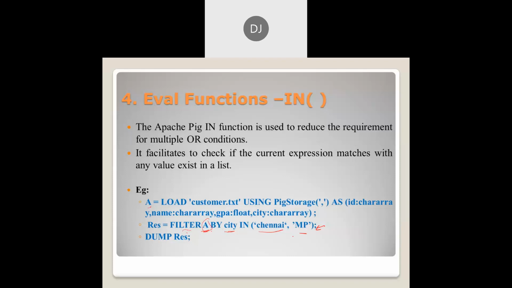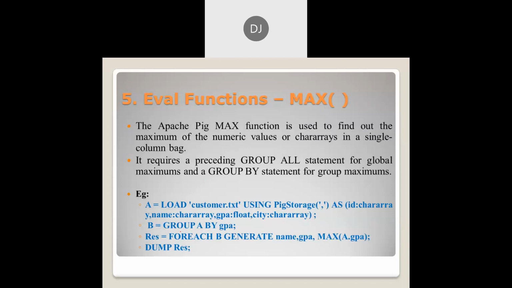And if they are checking Chennai or MP, where MP is Madhya Pradesh, is there in the customer data. It facilitates checking if the current expression matches any value that exists in the list. This also I will show with an example.